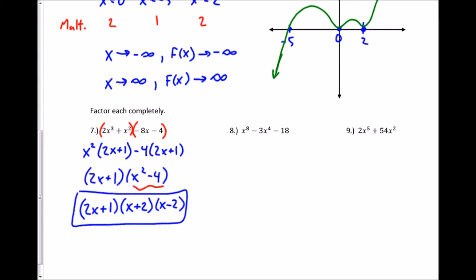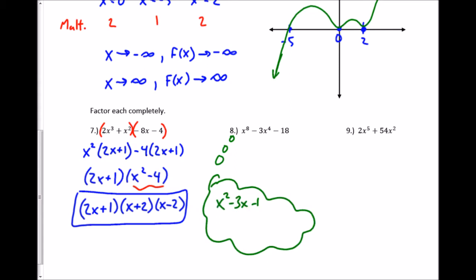Okay? If I look at the next one, this thing is quadratic in form. In other words, I have something squared, something to the first, and then a constant term. It just so happens that the thing I'm squaring is x to the fourth. So really, when I think about this thing, I want to think of factoring it the same way I would this trinomial, x squared minus 3x minus 18. If I were to factor this thing, I'd build a bridge. 2 numbers that multiply to a negative 18 but add to a negative 3 are a negative 6 and a positive 3, so it would factor into an x minus 6 and an x plus 3.